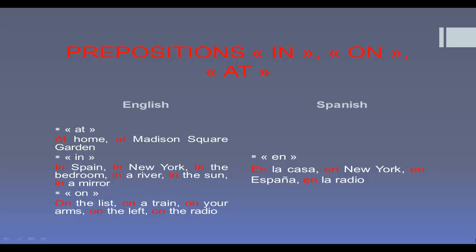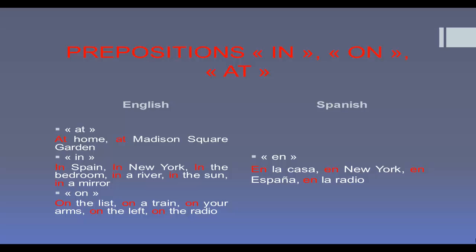Prepositions in, on, and at. In English, we have 3 prepositions of place. Each of these prepositions has a different use. For example, at is used with common places, specific places, and durations. For example, at home, at Madison Square Garden. In is used to indicate countries, cities, rooms, water bodies, weather, some places, and expressions. For example, in Spain, in New York, in the bedroom, in a river, in the sun, in a mirror.